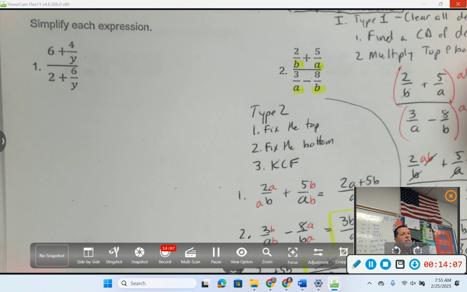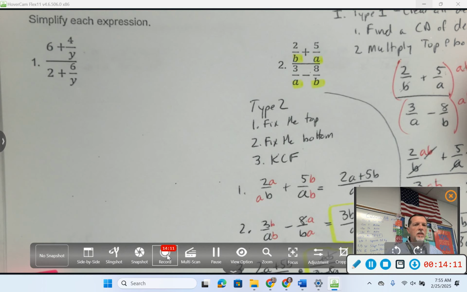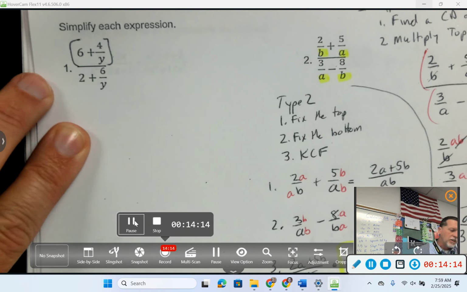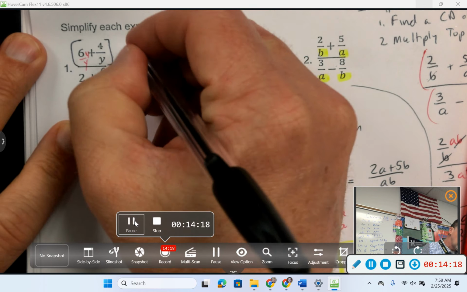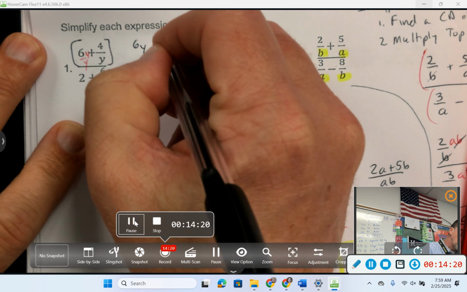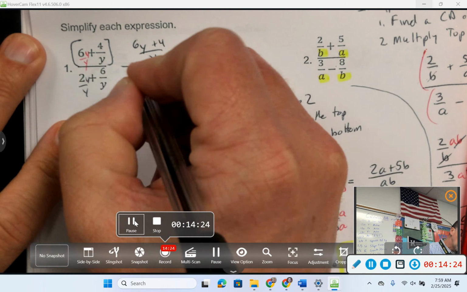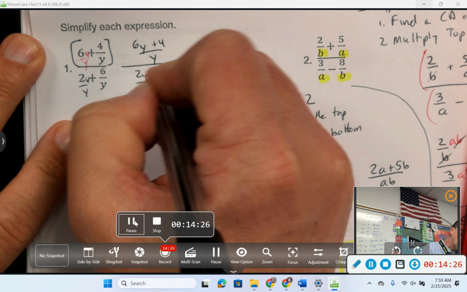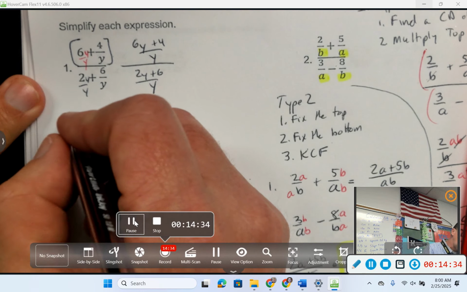That didn't sound right, Jack, if I heard you right on number 1. That's 6y plus 4, 2y. That's what I got. So number 1, the longer way. 6y plus 4 over y over 2y plus 6 over y. Fix the top, fix the bottom, and then keep it, change it, flip it.